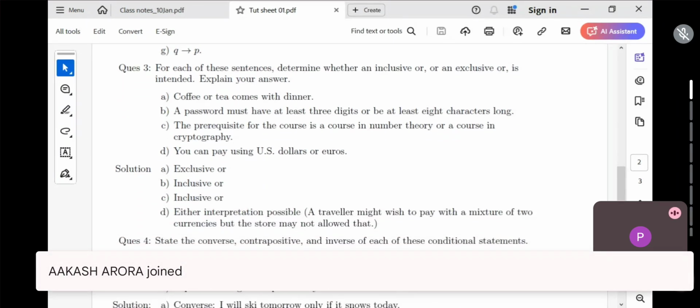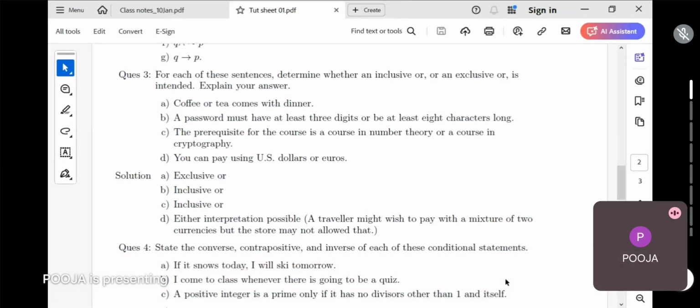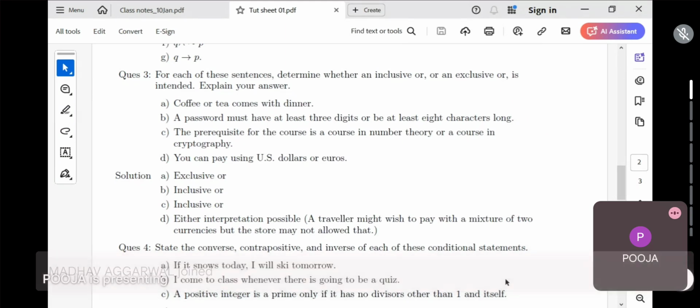Okay. Question number 4. State the converse, contrapositive and inverse of each of these conditional statements. जो हमने आज करा है, converse: P implies Q का जो converse होता है Q implies P होता है. Contrapositive is negation Q implies negation P होता है.